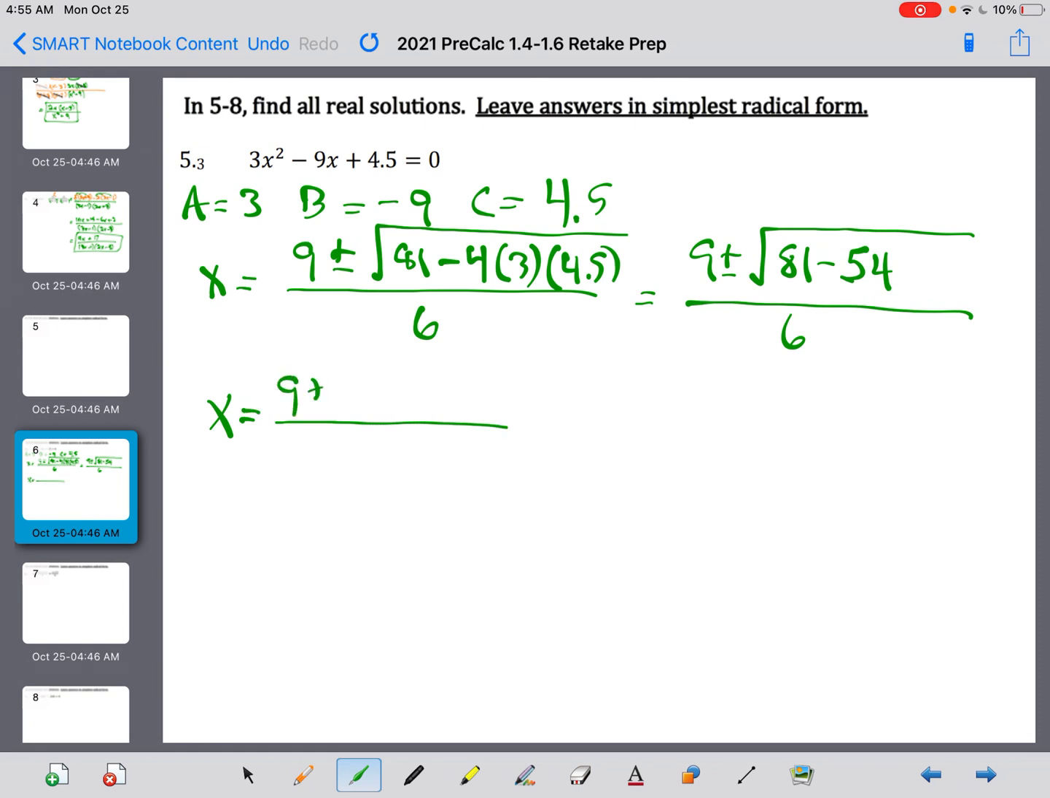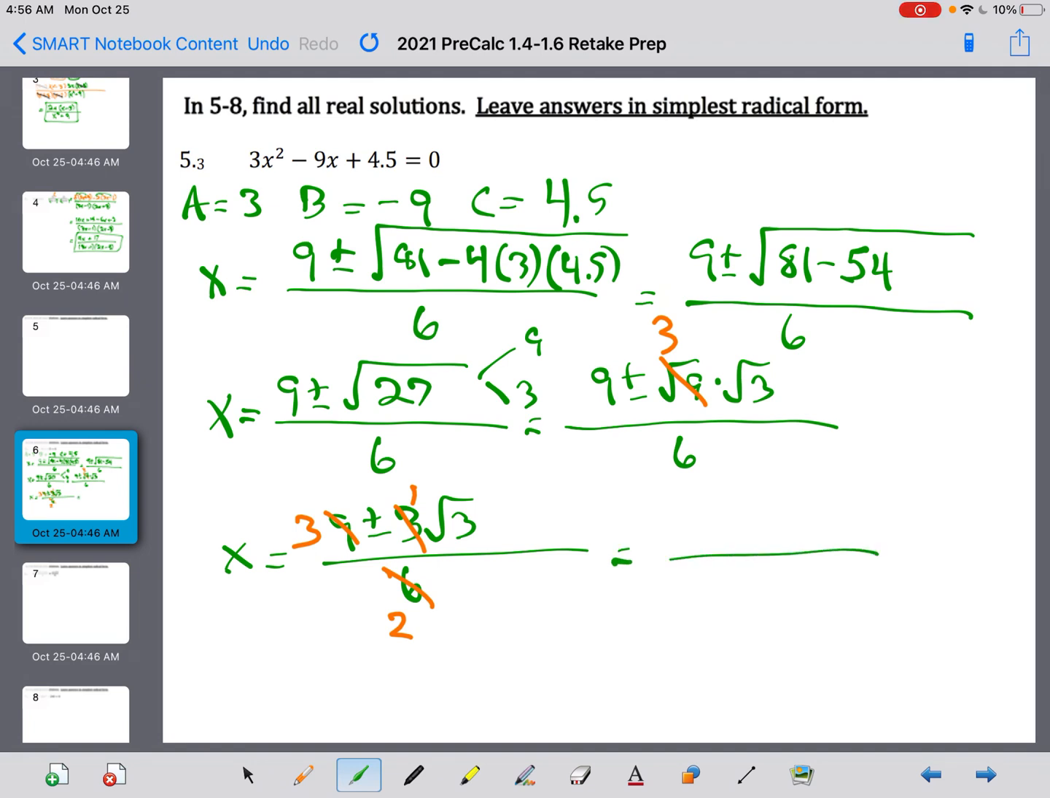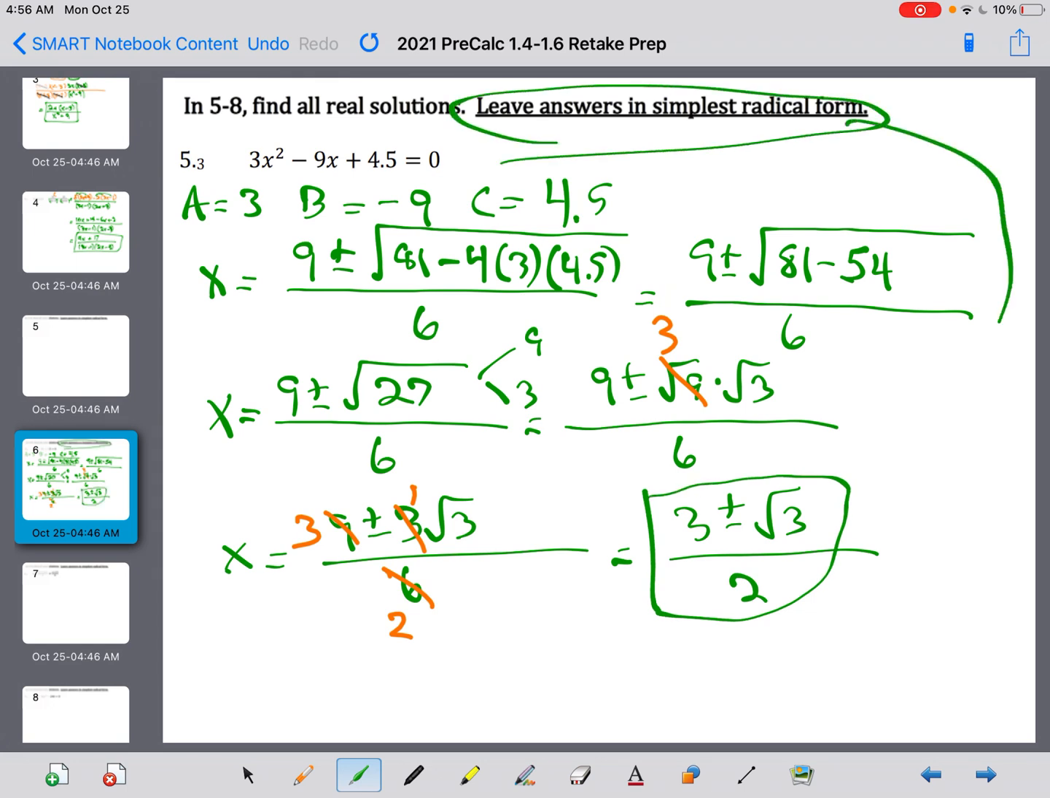Continuing here, 9 plus or minus the square root of 27 over 6. 27 can be split into 9 times 3. So again, another rewrite. So square root of 9 times the square root of 3 over 6. And the square root of 9 is 3. So 9 plus or minus 3 root 3 over 6. 3 can come out of here twice, 3 can come out of here once, and a 3 can come out of here 3 times. So my final answer is going to be 3 plus or minus the square root of 3 all over 2. And again, we're supposed to leave it in simplest radical form. So we are done.